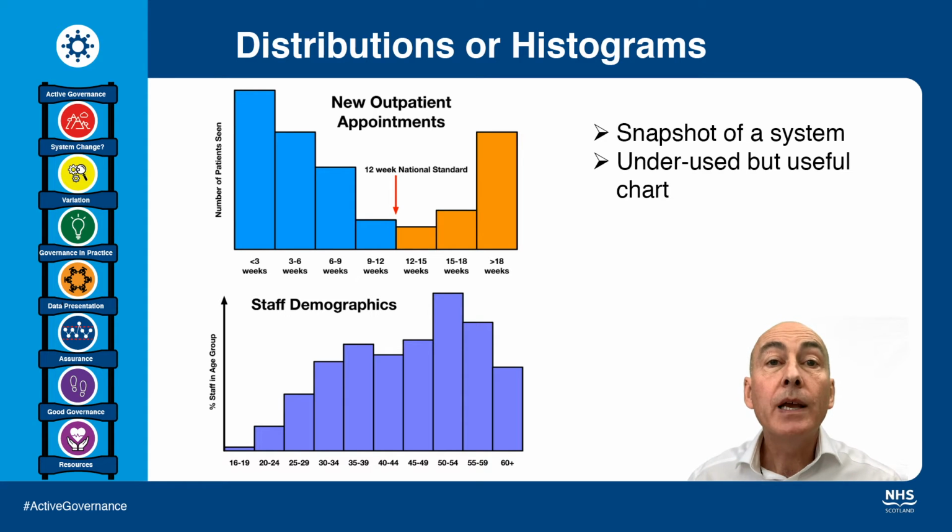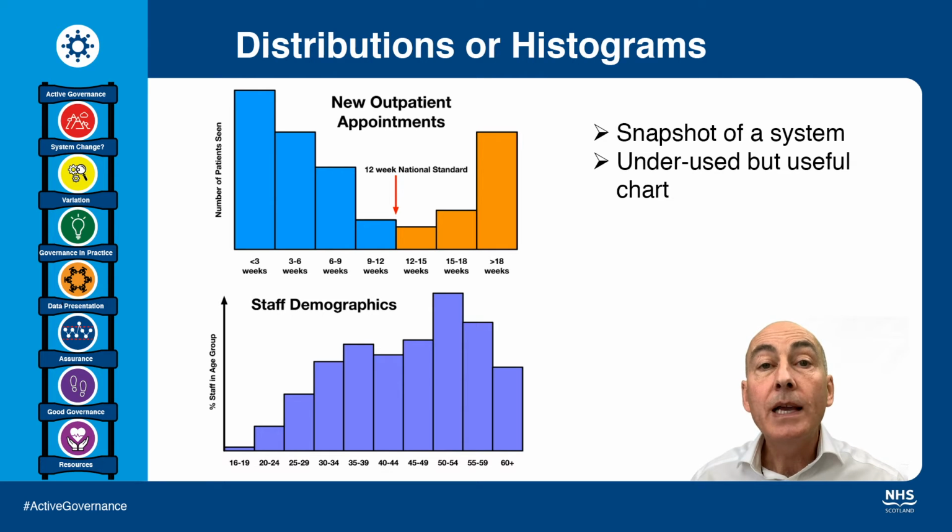The top one is about new outpatient appointments. And it's very important that these categories are lined up in order. So initially it's less than 3 weeks, then 3 to 6 weeks, 6 to 9 weeks, 9 to 12 weeks. And there you see the arrow for the national standard of 12 weeks. And all the data to the left of the arrow is in blue, and all the data to the right is in orange. So it's great for giving you that snapshot of the new outpatient appointments.